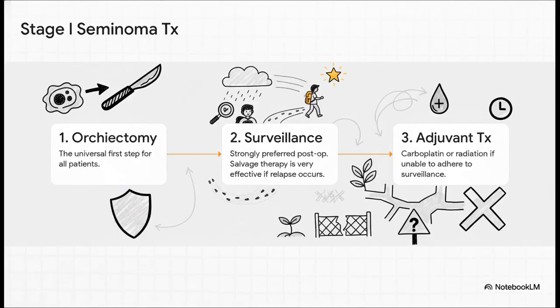For early-stage seminoma, the name of the game is surveillance. After surgery, just watching and waiting is the strongly preferred path. Now, sure, there's about a 15 to 20% chance it could come back, but here's the thing. We are so good at curing it if it does, so we really only think about adjuvant therapy, like one dose of carboplatin, for guys who we're worried might not stick with the follow-up schedule. The whole philosophy here is to avoid over-treating these patients.